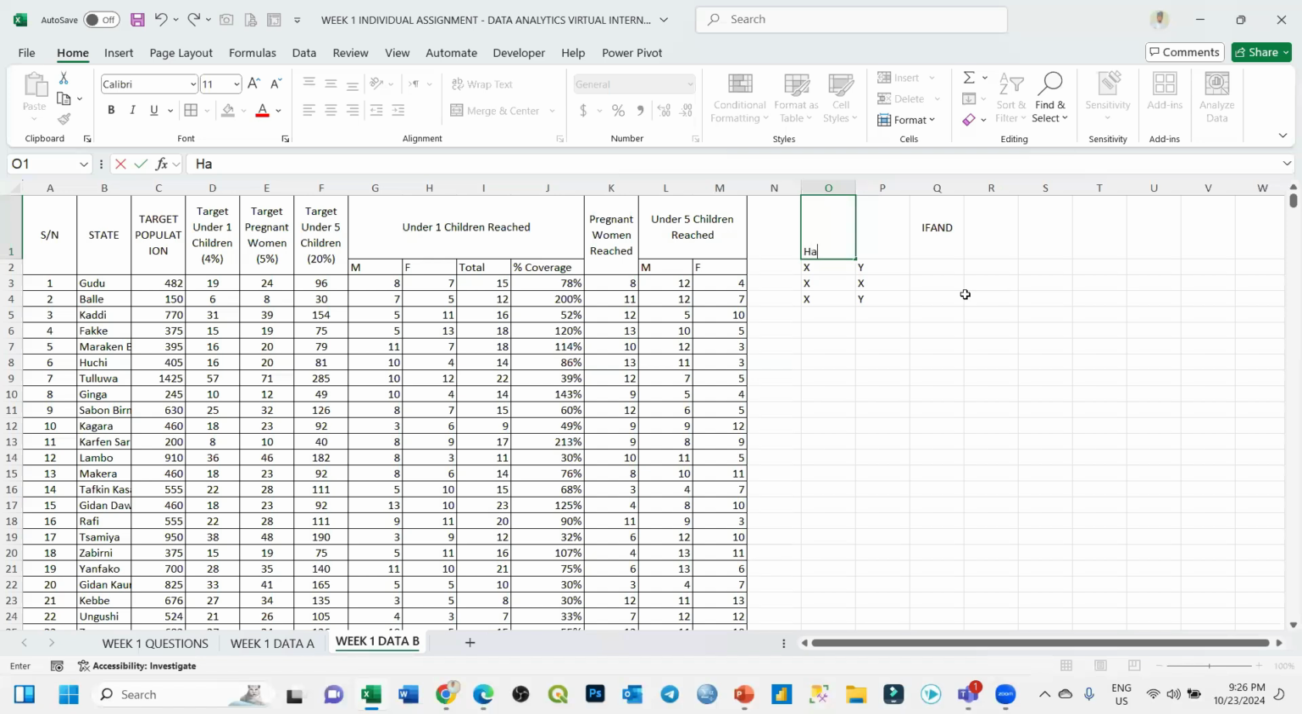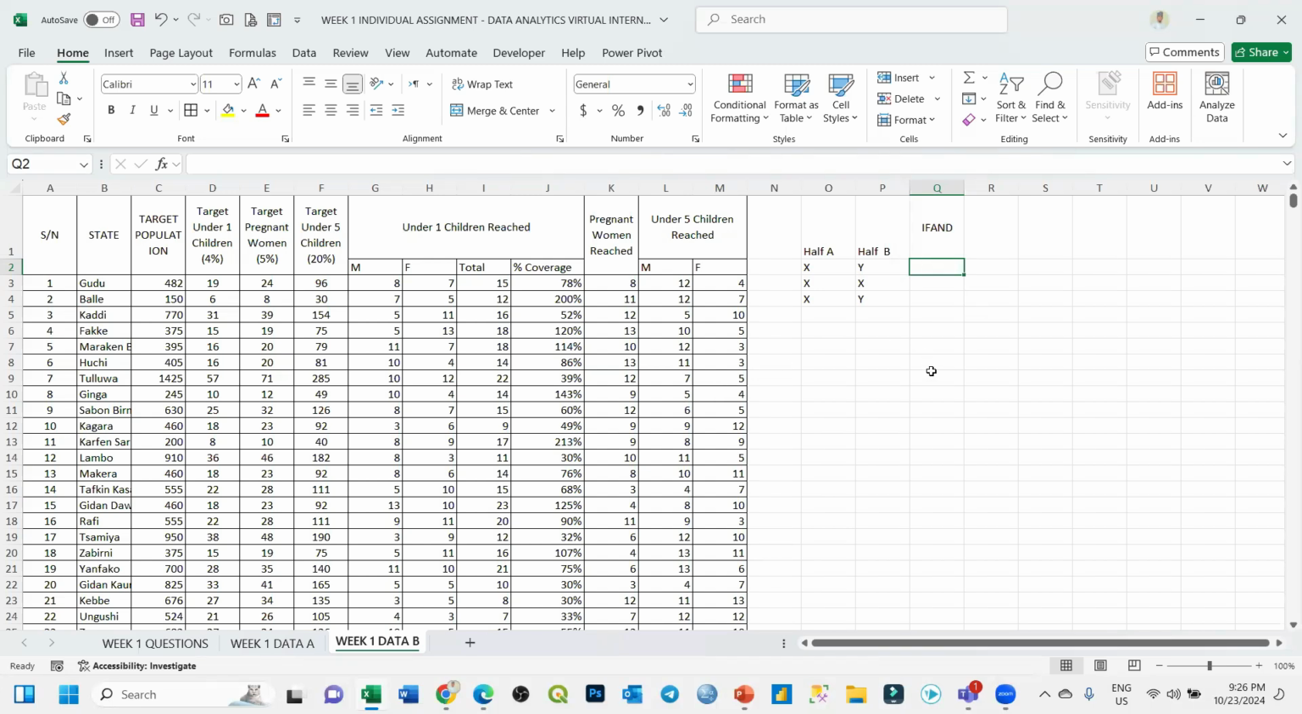So let's just say half one, or let's say half A and half B. Let's say, for example, half A is X and half B is Y. What is going to give you? Maybe half A is X and half B is also X. What is this going to give you? So this is how it comes.